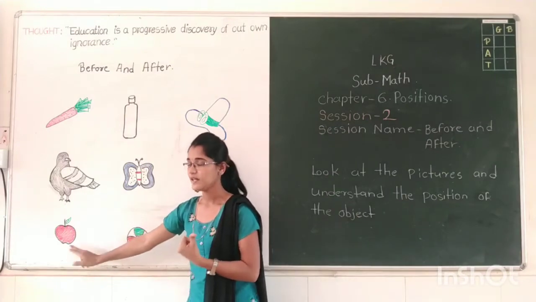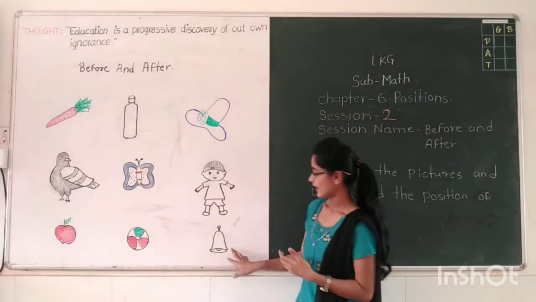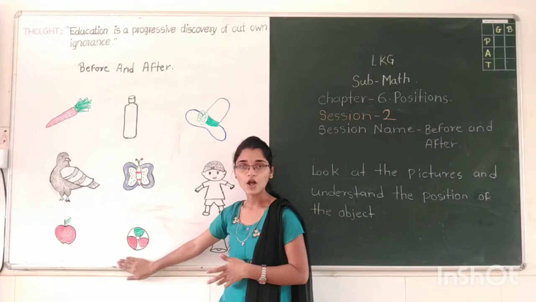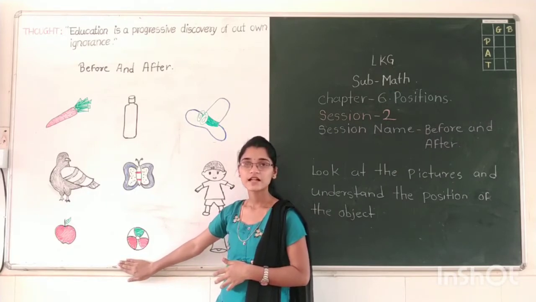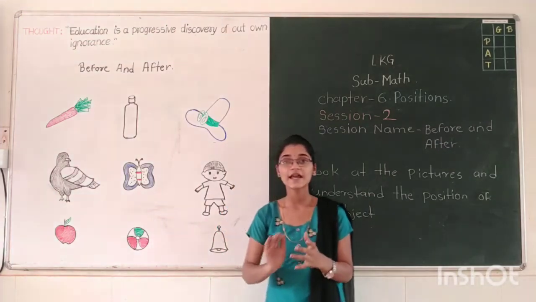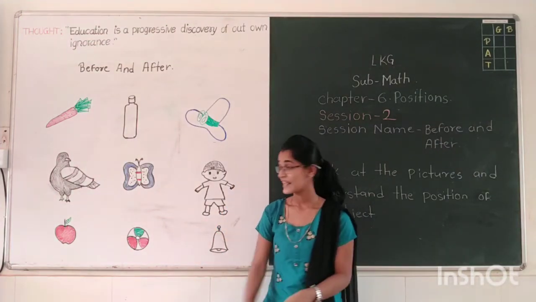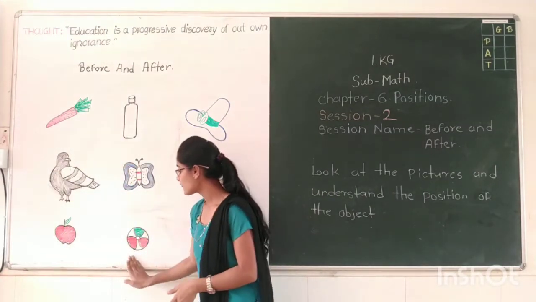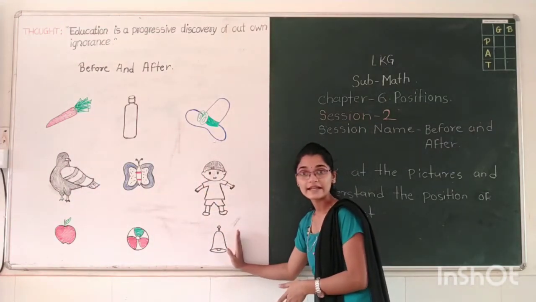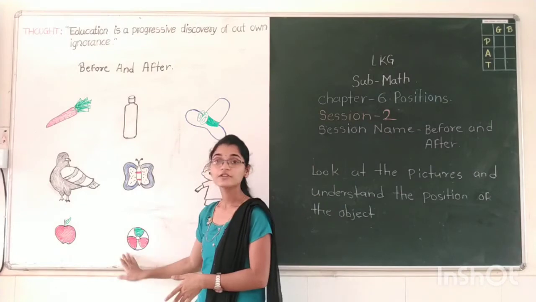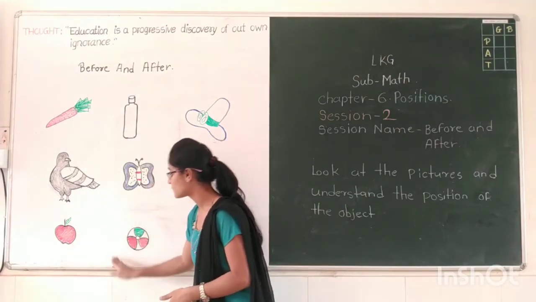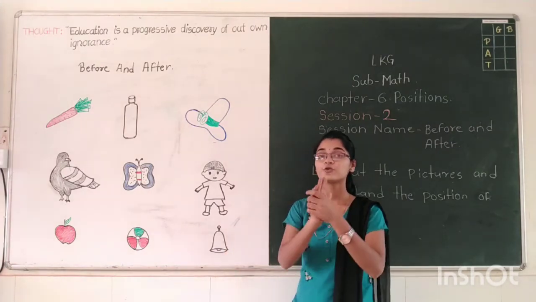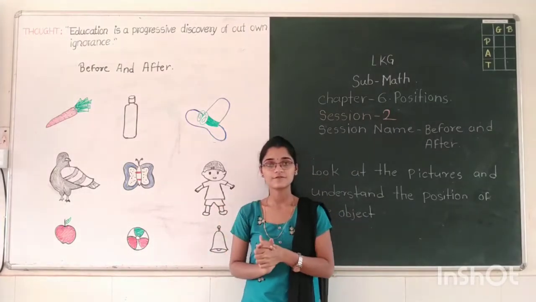Okay? Now next, three pictures. I have drawn one apple, then ball and one baby. Now tell me, before the ball, which object have I drawn? Yes, apple, right? Before the ball I have drawn apple. And after the ball I have drawn baby, right? Yes, like this you have to learn before and after concept, okay?